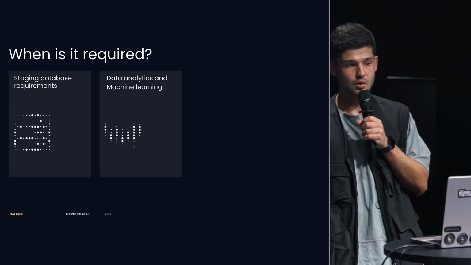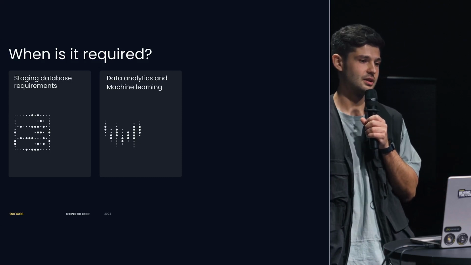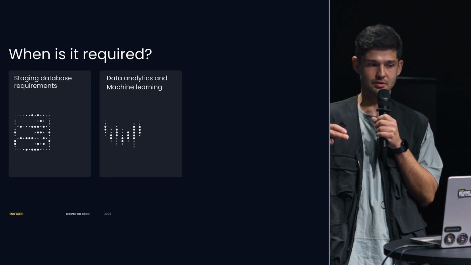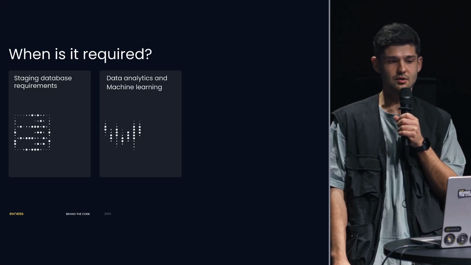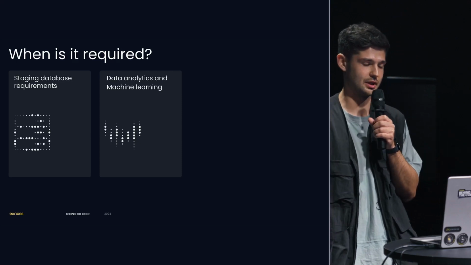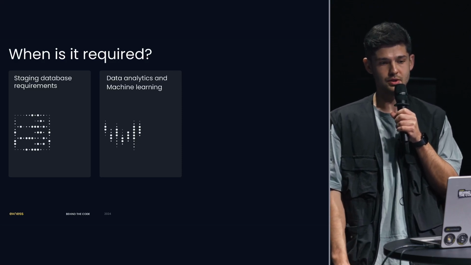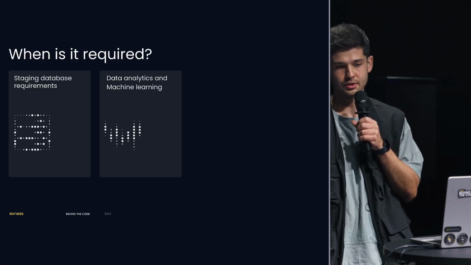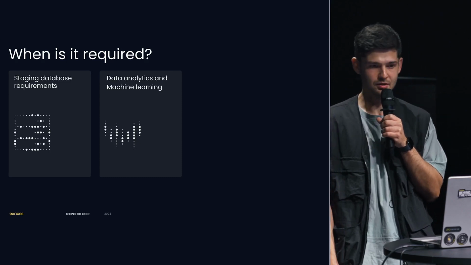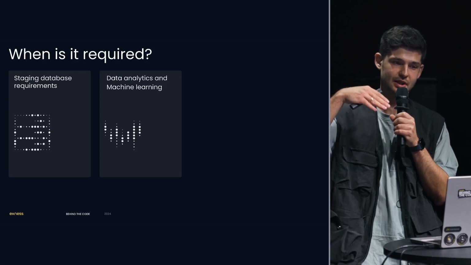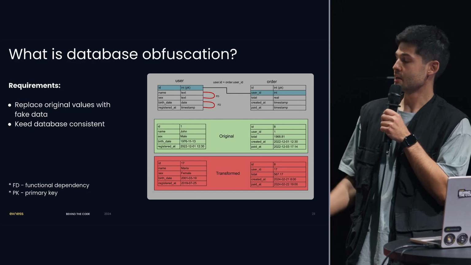And the obfuscation procedure is required mostly for your staging. When you have production services and you need to be able to test things in your test environment, you need to move this data to your staging, but transform it in order to avoid any data leakage. It is also required for data analytics and machine learning, for training your neural nets, or for providing an anonymized dump for analytics purposes.